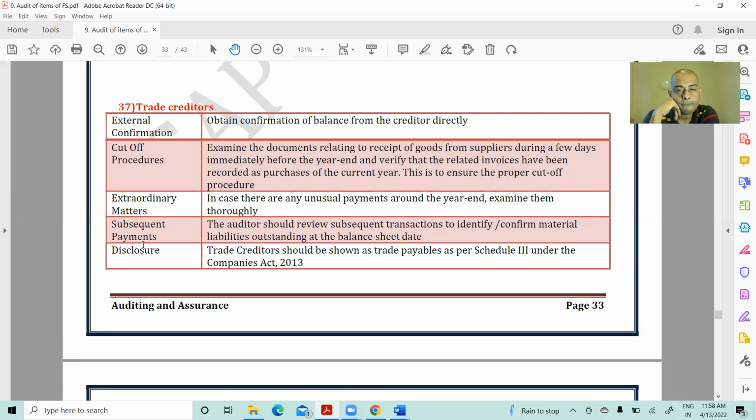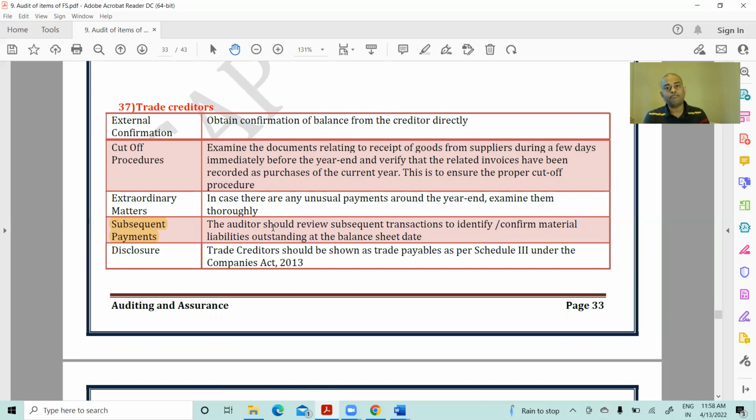Subsequent payments. The auditor should review subsequent transactions to identify or confirm material liabilities outstanding at the balance sheet date. This is a very interesting and very useful technique. Very effective technique. So Sandeep is conducting audit of, say, Pavan Limited.